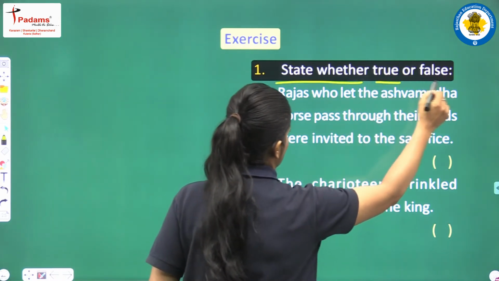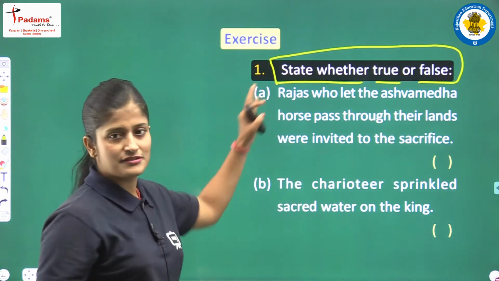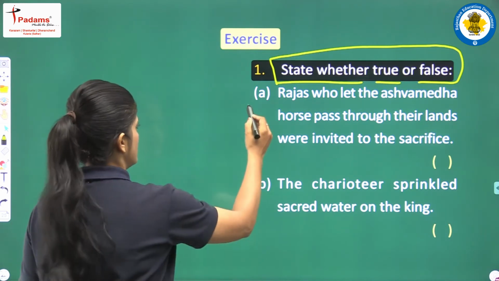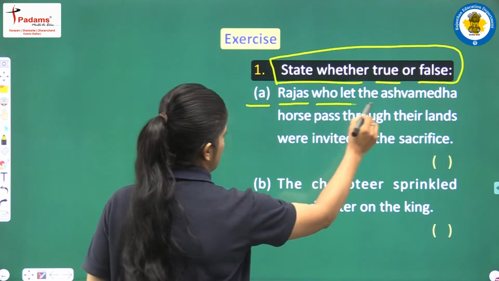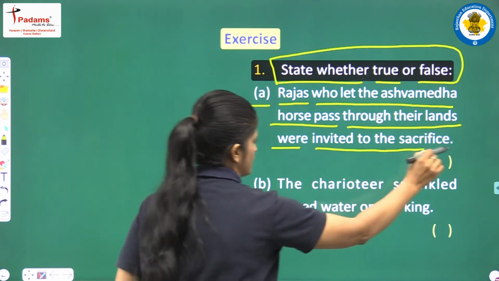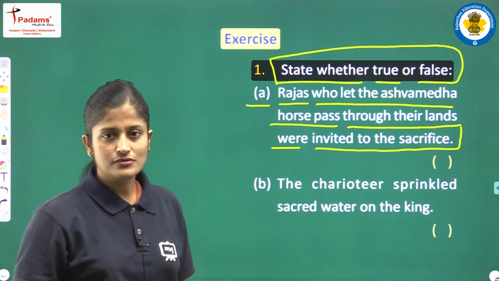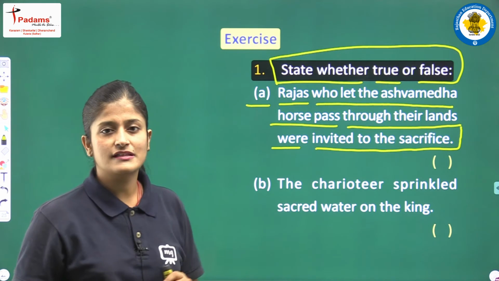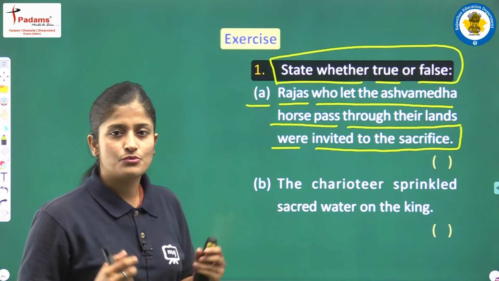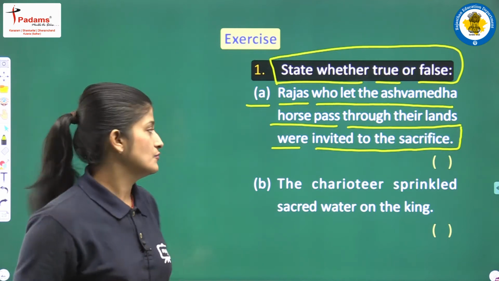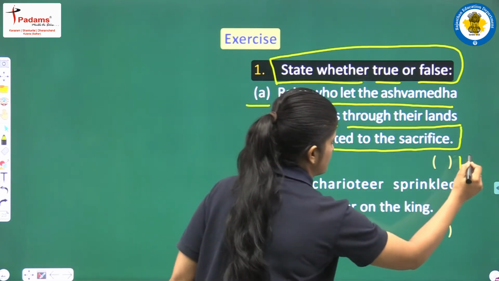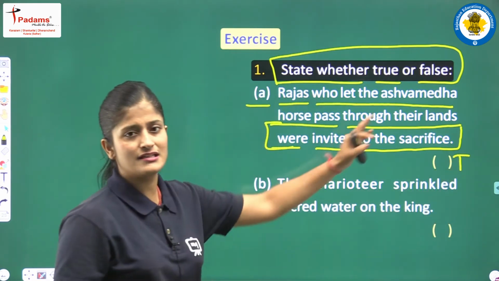State whether true or false. You have to read the statements and then we will mark whether it is true or false. A, Rajas who let the Ashwamedh horse pass through their lands were invited to the sacrifice. Yes, it is true, because whoever performed the sacrifice invited the other Rajas to come, and the other Rajas brought gifts for the ruling king. So you have to fill true in this box.